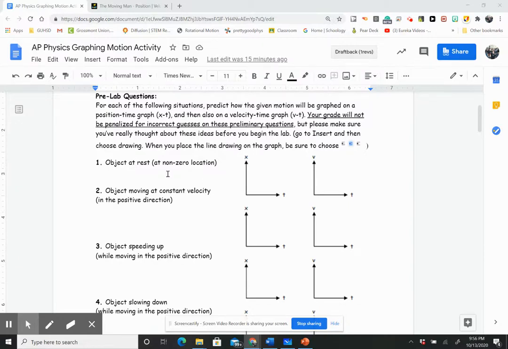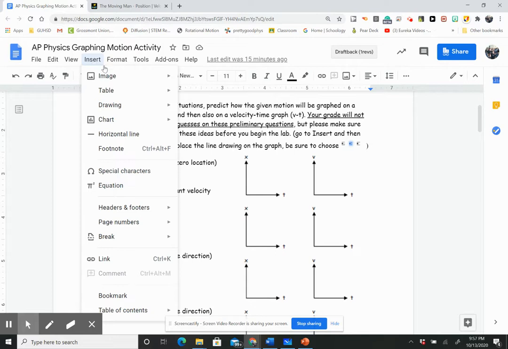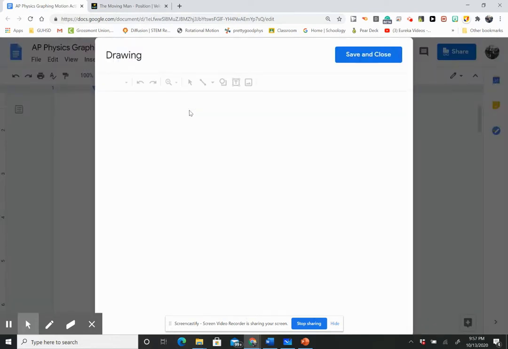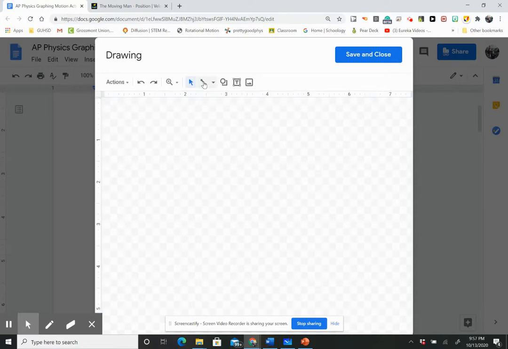So right here, it says an object at rest, at a non-zero location. How would I draw that? The first thing I'm going to do is go to insert, then drawing, and new. If I want to draw a line, since it's not moving, it's at rest, I'm going to choose a line and make my line like this.